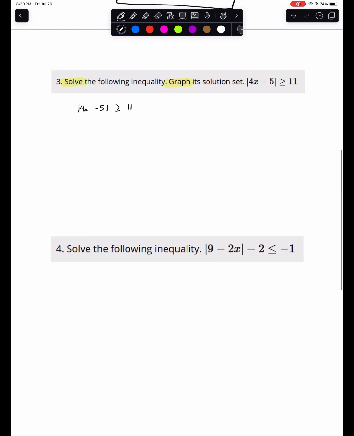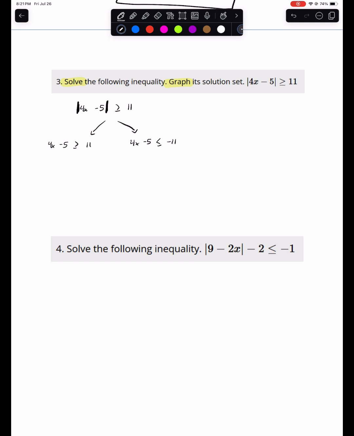You can do plus minus. What I usually do is I just switch the sign. So I'm going to do this for clarity. Okay. So this splits off into 2 inequalities. 4x minus 5 greater than or equal to 11. Or I guess and, right? 4x minus 5 less than or equal to negative 11.